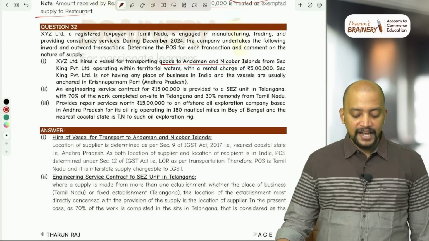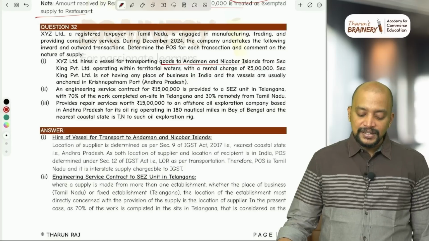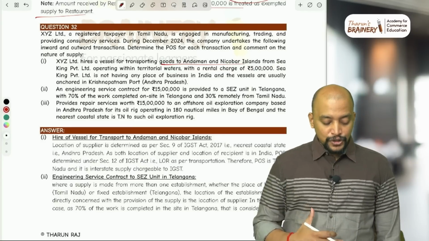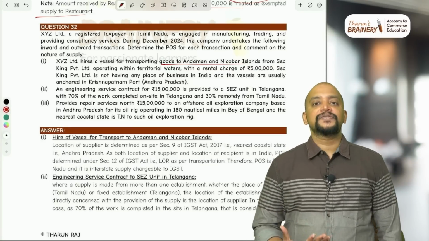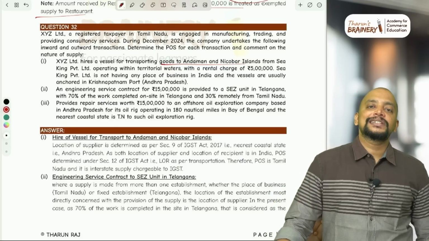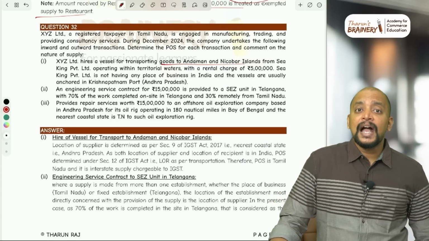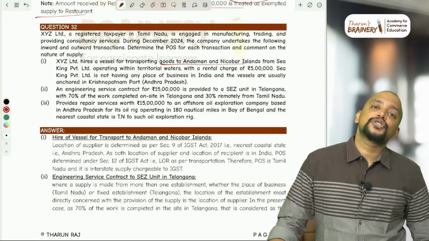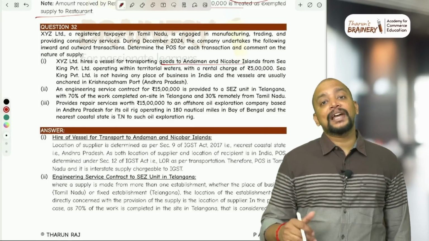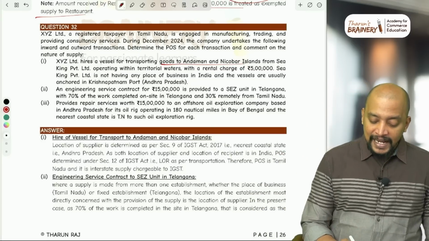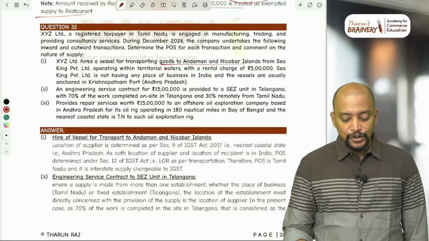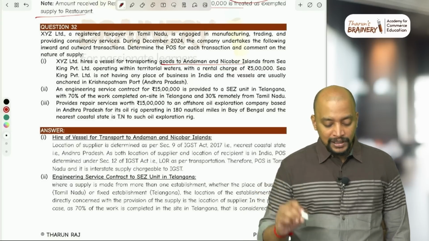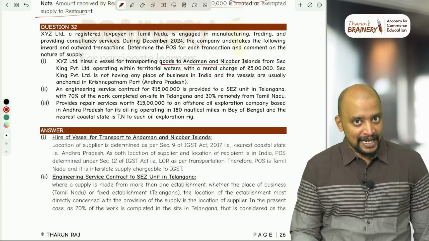Seeking Private Limited is not having any place of business in India, and the vessels are usually anchored in Krishnapatnam Port, Andhra Pradesh. So first we need to determine what should be taken as the location of supplier. So we have section 9. Section 9 says if the location of supplier or place of supply is in the territorial waters, the nearest coastal state should be taken as the location of supplier or the place of supply. Here, hiring of vessel for transporting goods to Andaman and Nicobar Islands from Seeking Private Limited operating within territorial waters with a rental charge of 5 lakhs.